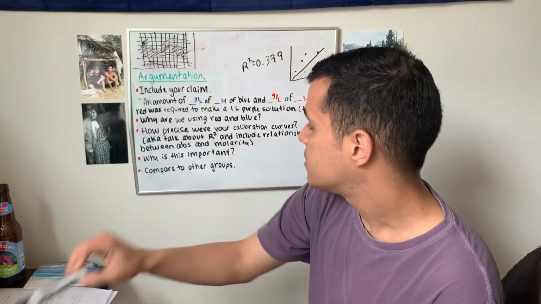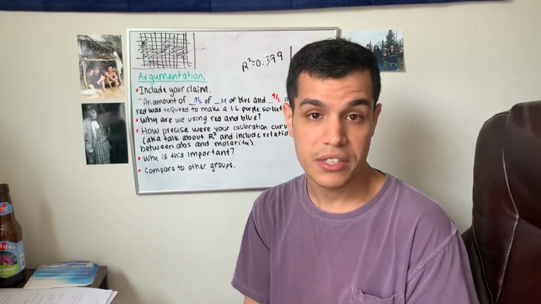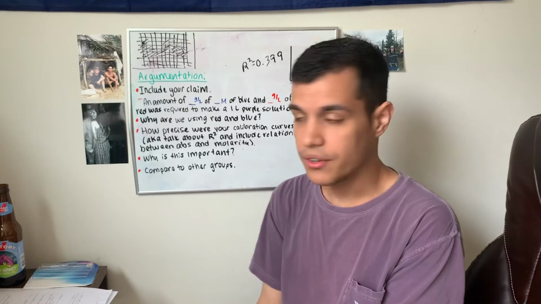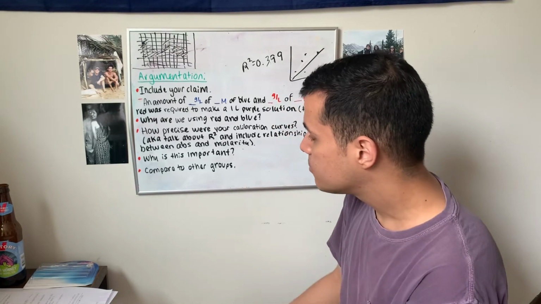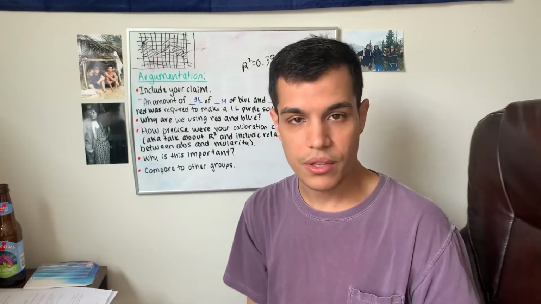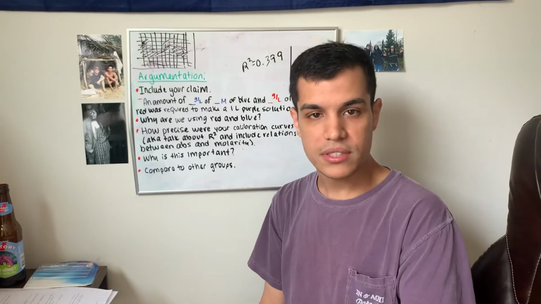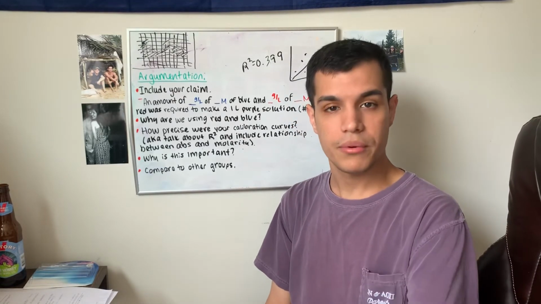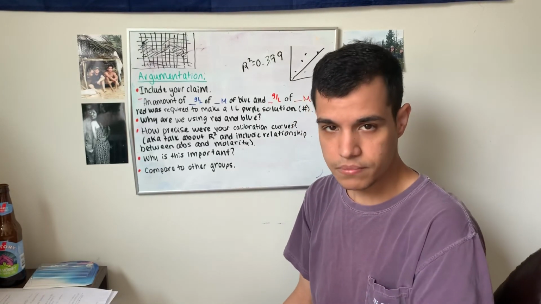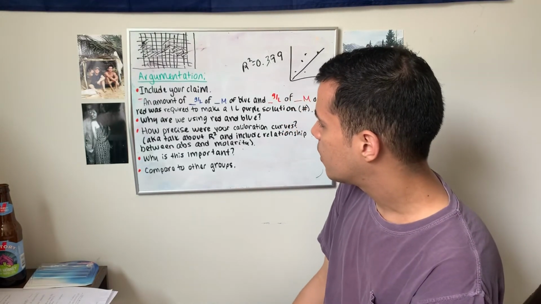Another thing is, why is this important? Well, this is important because that way you can determine the amount of red and blue in any solution if you have the calibration curves for it. And the last thing will be comparing to other groups. In this case, we didn't do the whiteboard argumentation because of online classes, but we did PowerPoints and people presented the results. Compare those results to yours, and yeah, that will be it for the lab report.